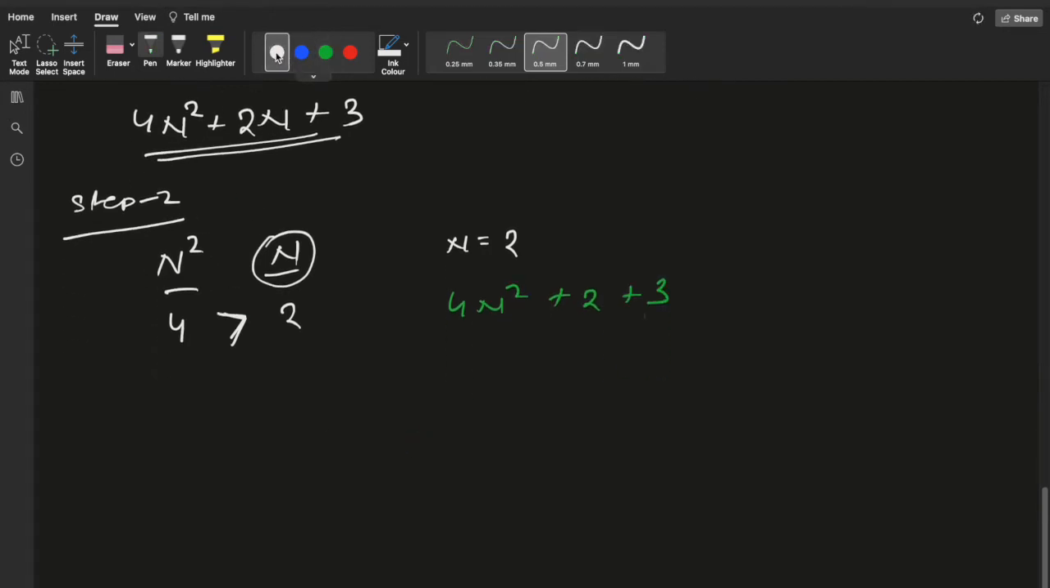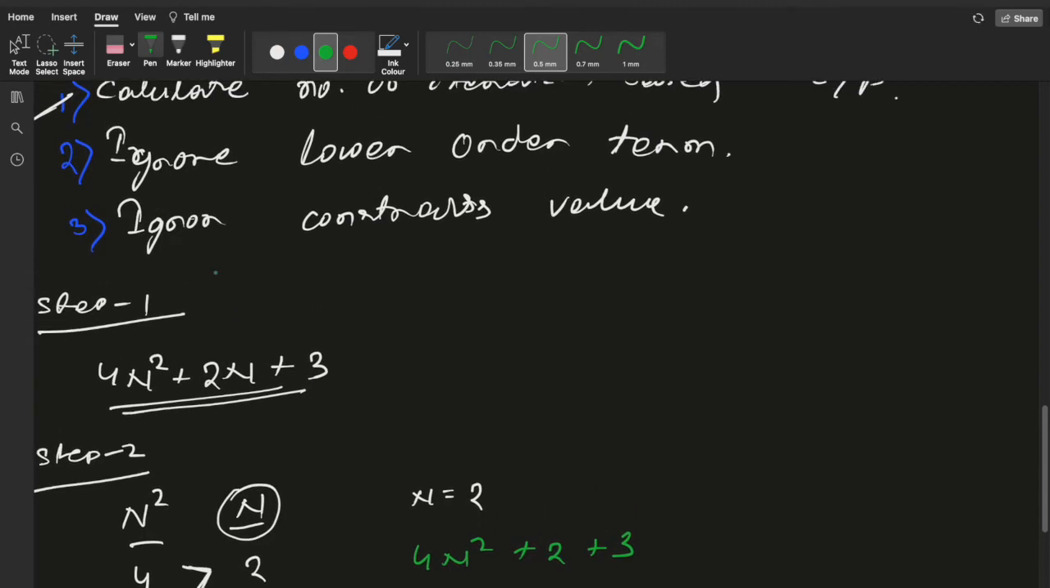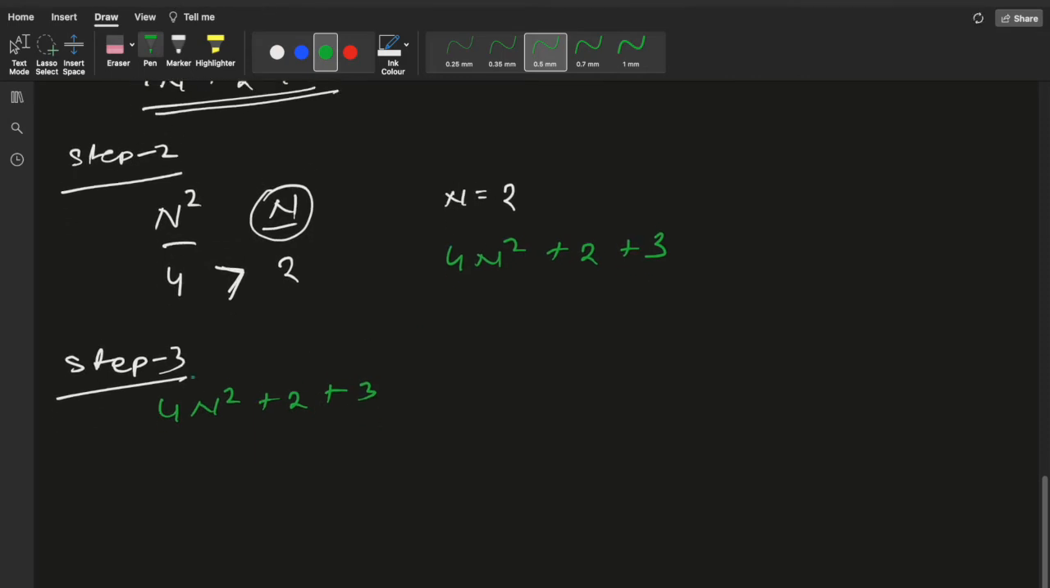Now in step 3, we have 4n square plus 3. What do we need to do? Ignore the constant values. What are the constants we have? 4 is a constant and 3 is a constant. So we need to ignore all of these. So now we have n square. So our final time complexity is Big O of n square.